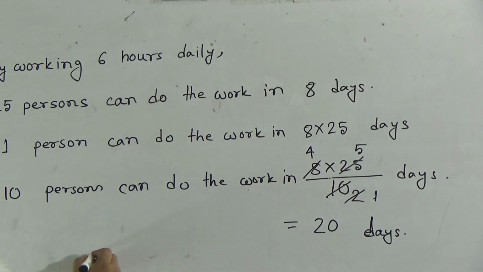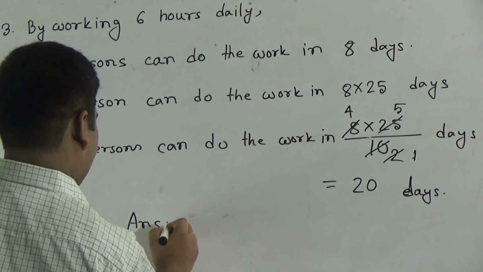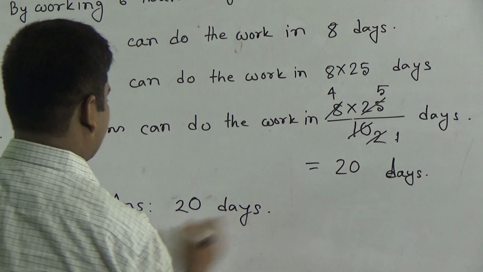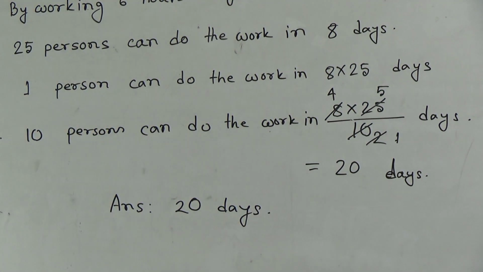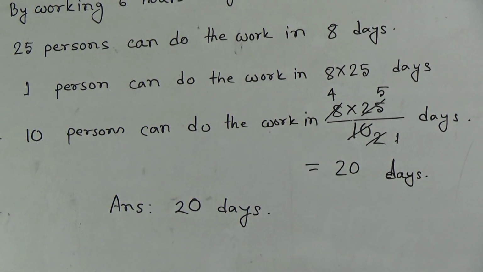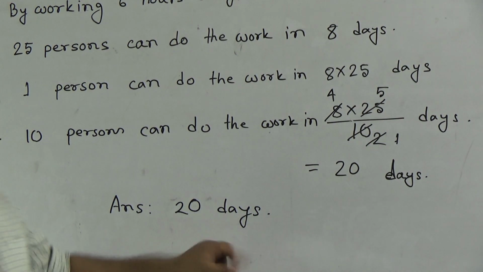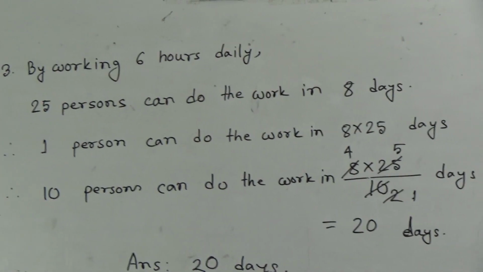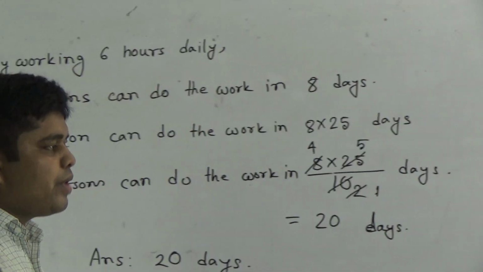As our answer is done, we write the answer: 20 days. That means by working 6 hours daily, that amount of work 10% can finish in 20 days. I hope you have understood. My dear students, this is CW and this is your SW also. Okay, next we shall solve question number 27.